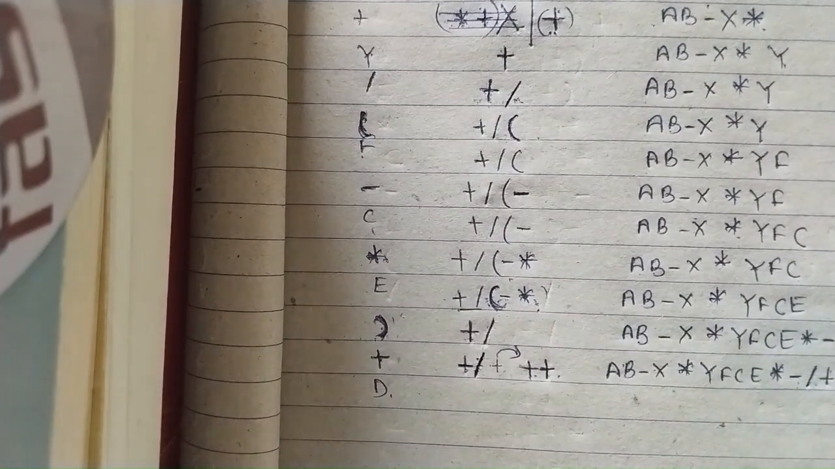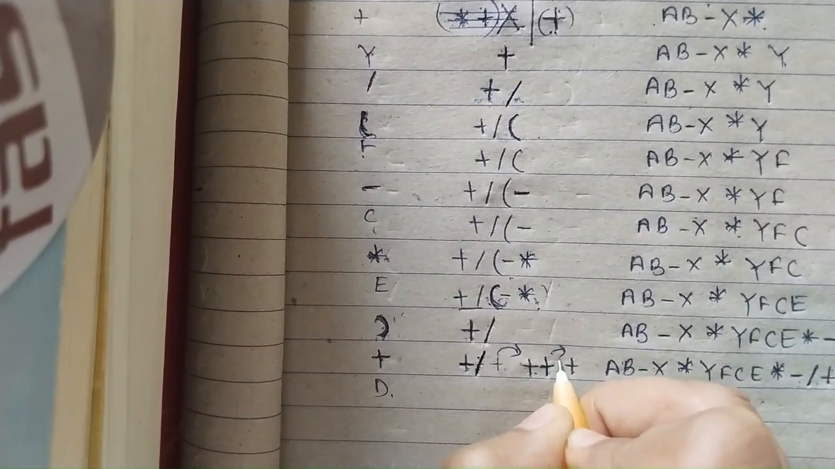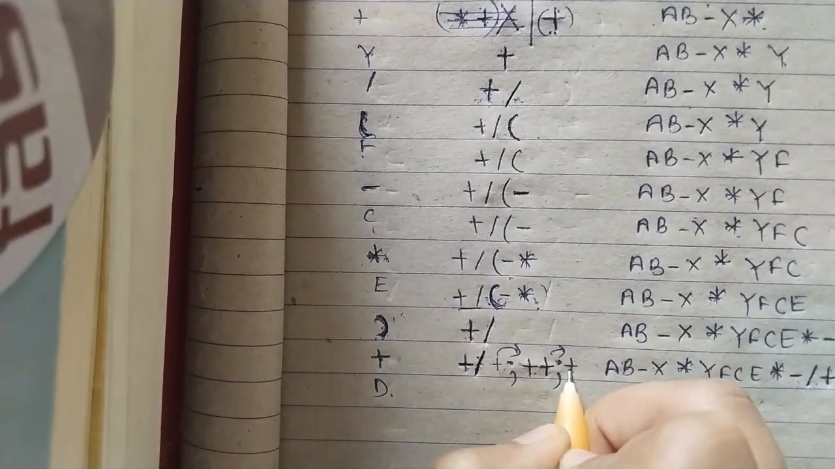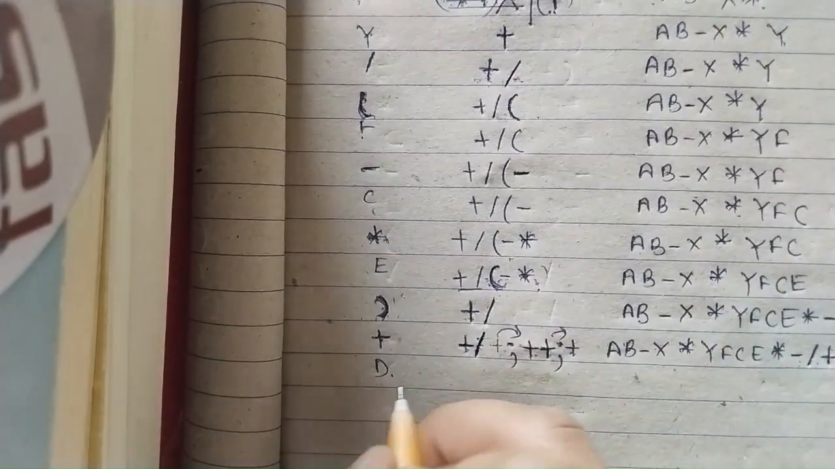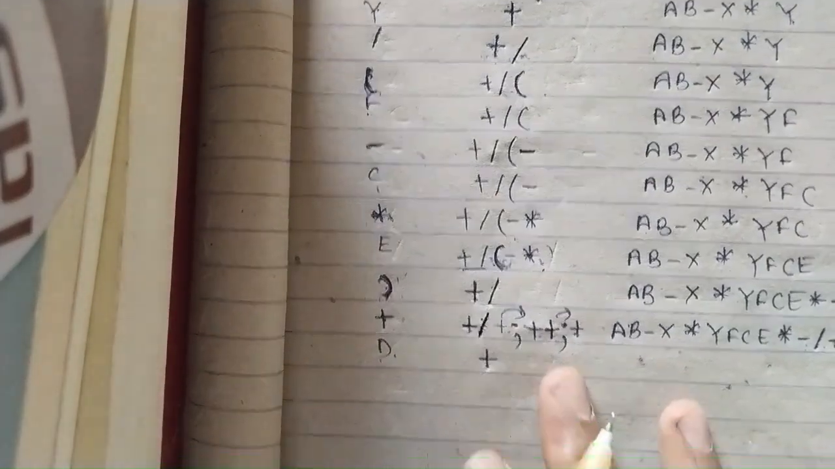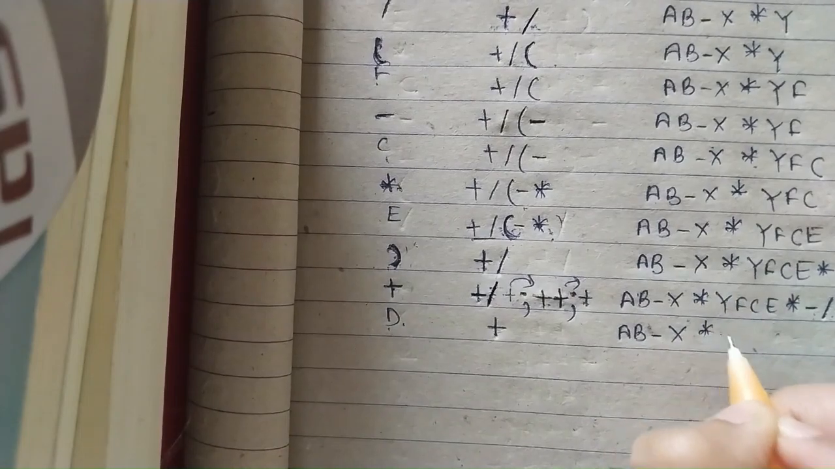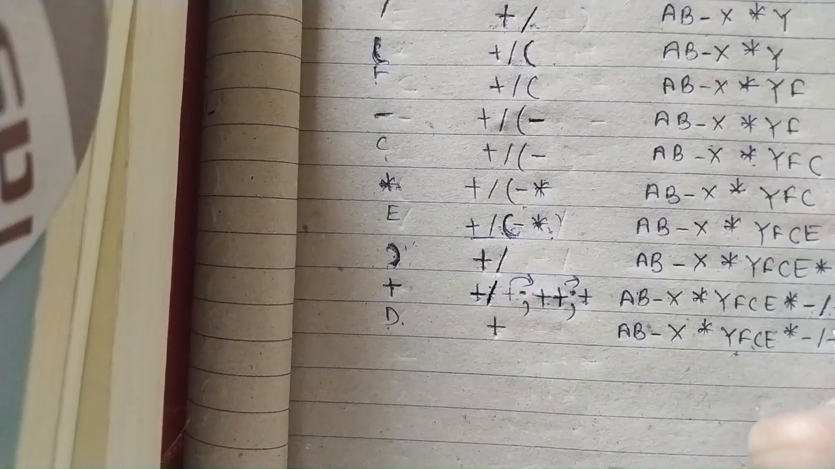So the ones which follow the same precedency order are going to get popped out in the expression. So we are left with only one plus, and one plus is there in the stack, and one plus goes to the expression part. Okay, and next is D. Only plus sign is left here. Next is D. So A B minus X into Y F C E into minus divided by plus.